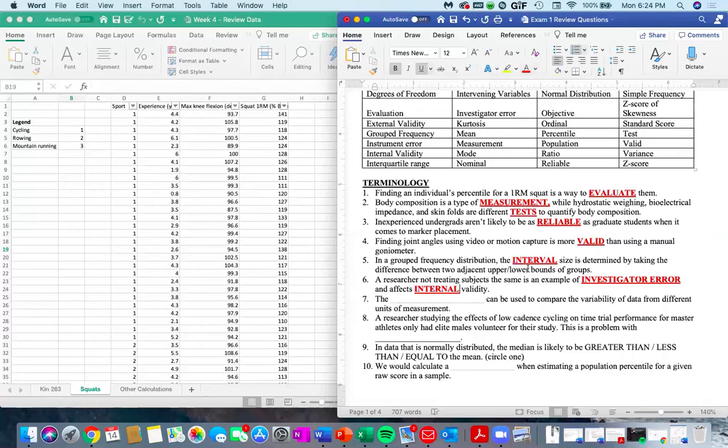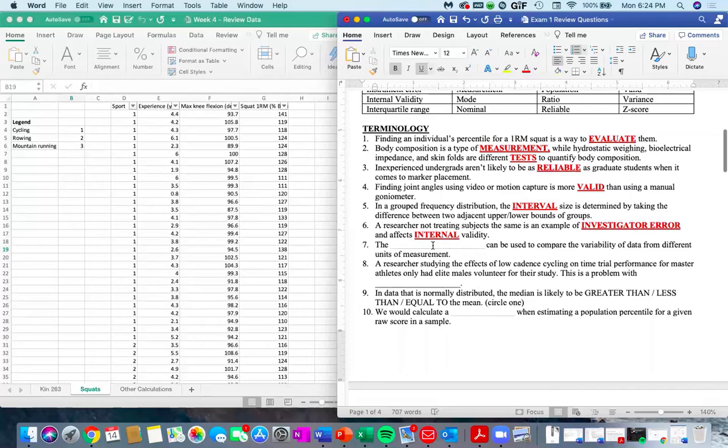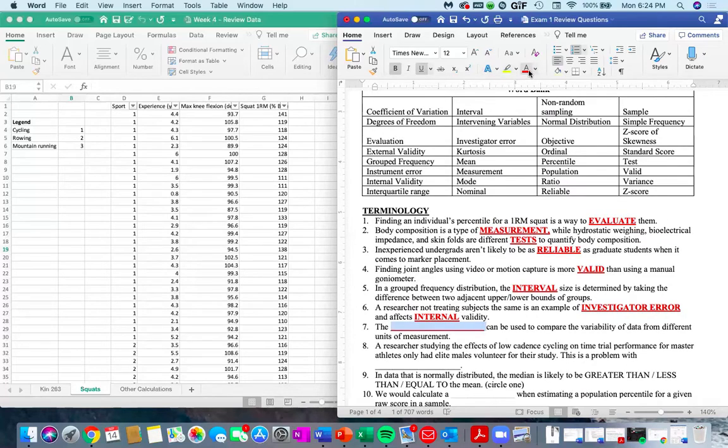Okay. Next one, the blank can be used to compare the variability of data from different units of measurement. Coefficient of variation. So this is one of our variability measures that we talked about last week, right? Where we turn variability measurements into percentages, and then we can compare percentages of different units of measurement to see which measurement has more or less variability than another.